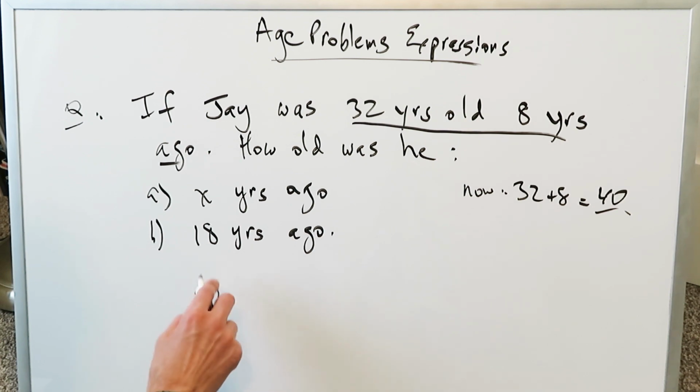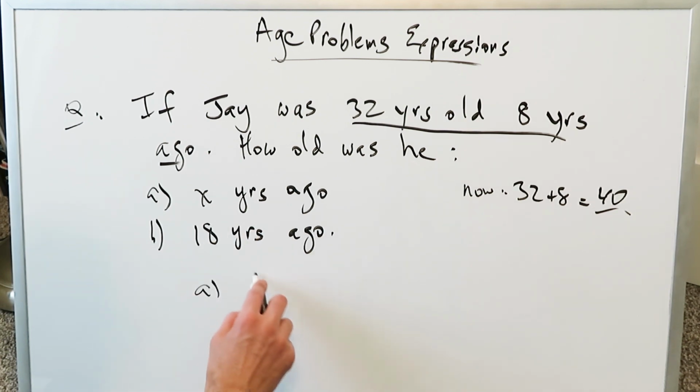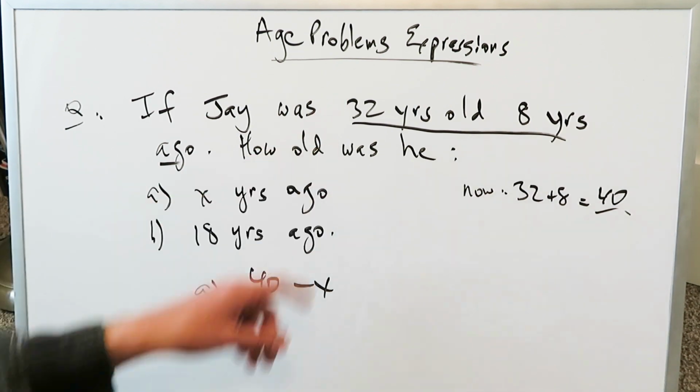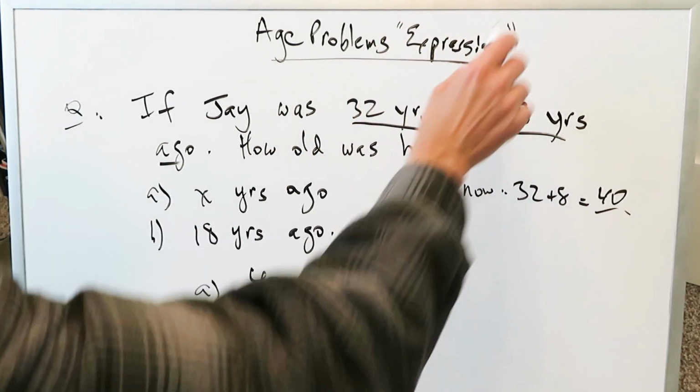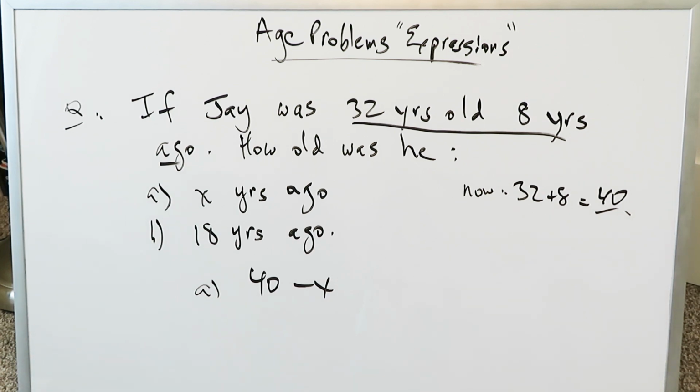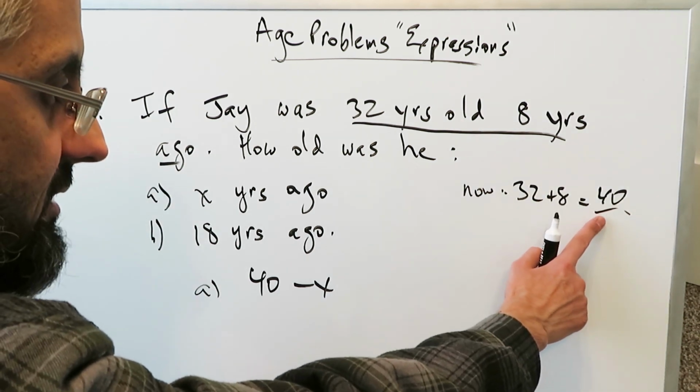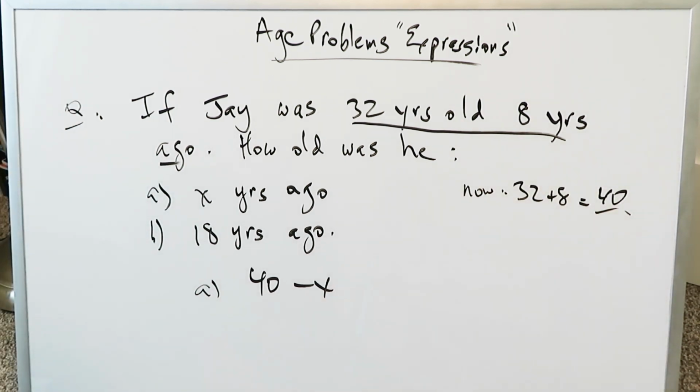Let's look at A. How old was he X years ago? Well, all you have to do, your answer would be 40 minus X, and whatever that would be, it's just an expression, and that's all we're looking at right here. And this right here would be the answer of A. You have to solve this to determine 40, then from here you do question A.